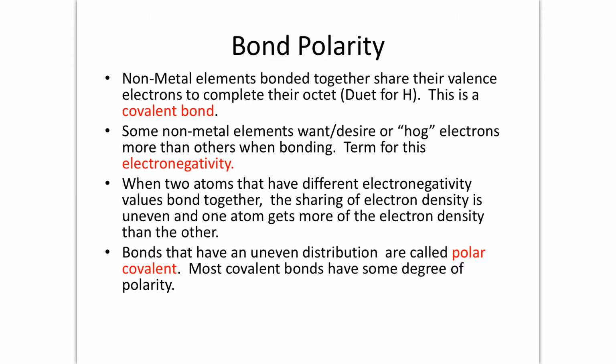When that happens, we say they're hogging electrons, and we base that off this term called electronegativity. Electronegativity, if you remember, is just the desire of an atom to acquire electrons during bonding. So now we're bonding, and one of the atoms is going to want the electrons more than the other atom. When that happens, we get what we call a polar bond, a polar covalent bond to be more exact. Most covalent bonds have some degree of polarity. In other words, there is always a little bit of a shift of electron density in the bond towards one side of the bond versus the other.